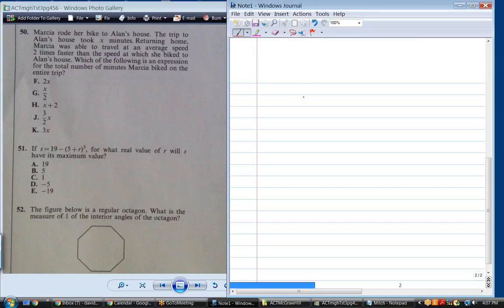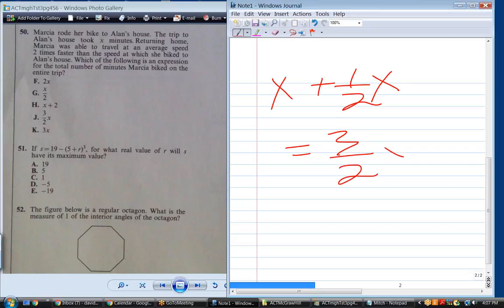Wouldn't it be cut in half? Yes. So G? Yes. Not G. In other words, the total, what expression for the total number of minutes she biked? Well, she biked X minutes going. She biked half of that coming back. That's equal to 3/2 X. J. Oh, okay. Okay, in other words, you need both expressions.